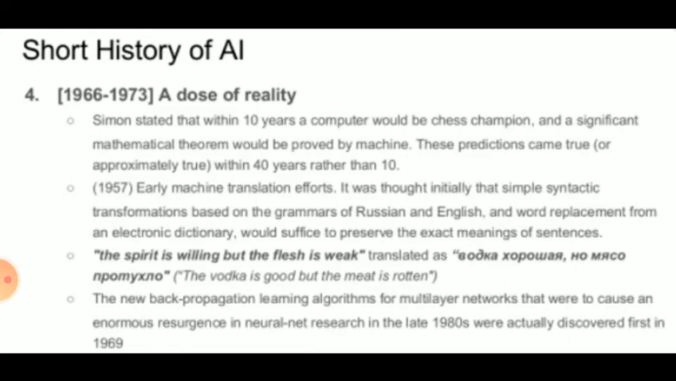Then 1966 to 1973, a dose of reality. Simon stated that within 10 years, a computer would be chess champion and a significant mathematical theorem would be proved by machine. These predictions came true, or approximately true, within 40 years rather than 10.